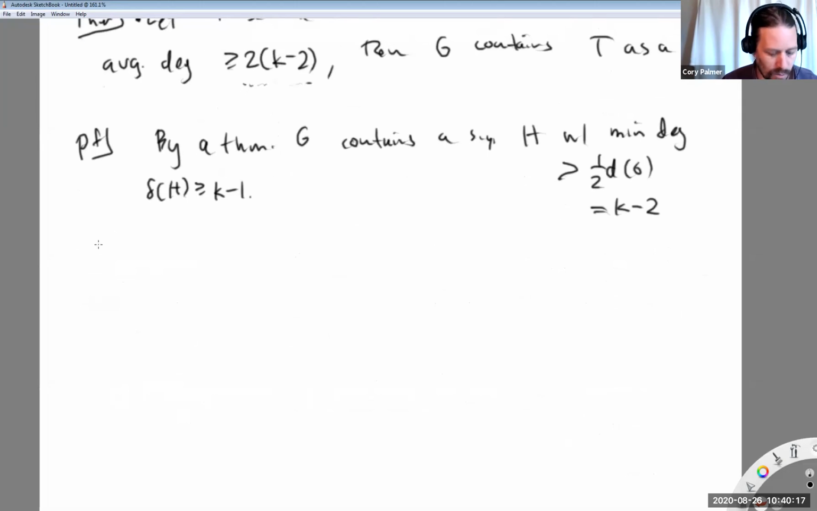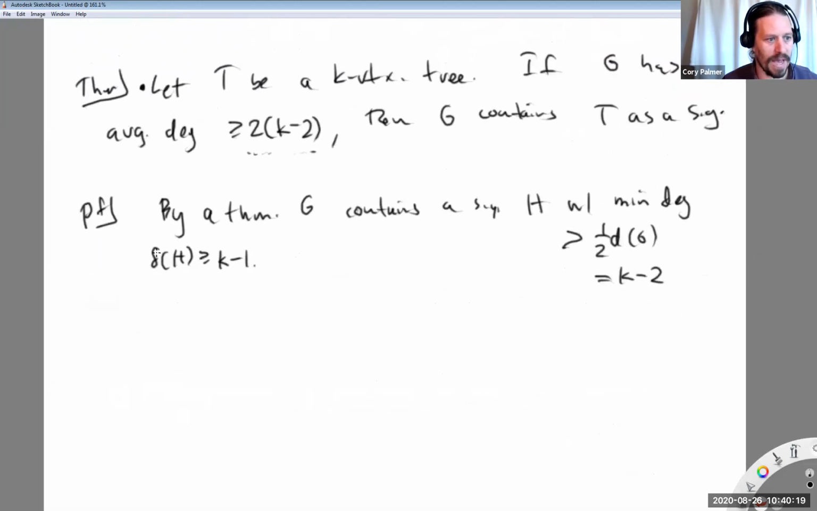So what we're going to do instead is work with H, because I'm going to try and find this tree inside of H, and if I find it in H, then it's in G. I didn't state this, but being a subgraph is clearly a transitive property. If I'm a subgraph of H and H is a subgraph of G, then the first thing is a subgraph of G, of course, right? So I want to show T is a subgraph of H.